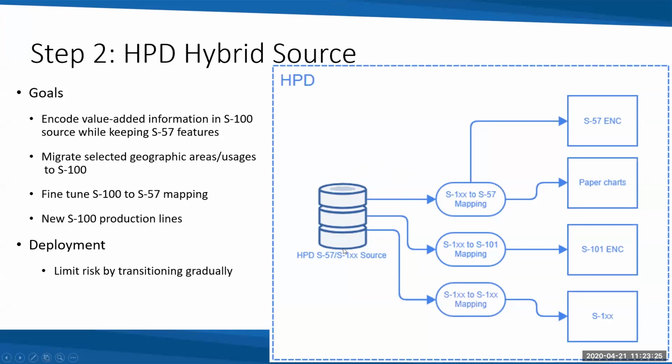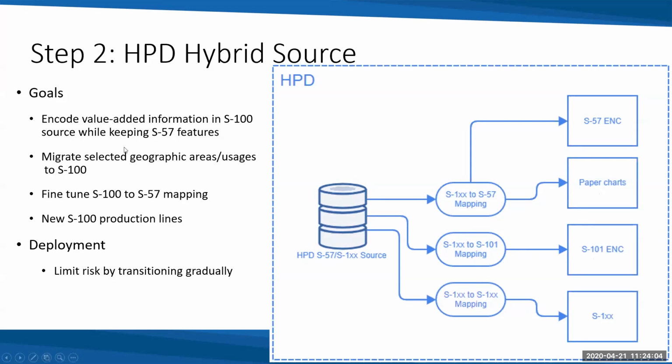In this case, you need mapping from the source to the products, from the S100 source to the S57 products, ENC, and I consider PaperChart as an S57 product because it's using an S57 data model. And you could also have mapping from the hybrid source to S101. You can also add other S100 products, S201, for example, for S2 navigation.